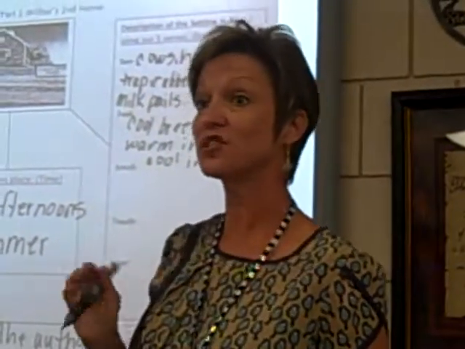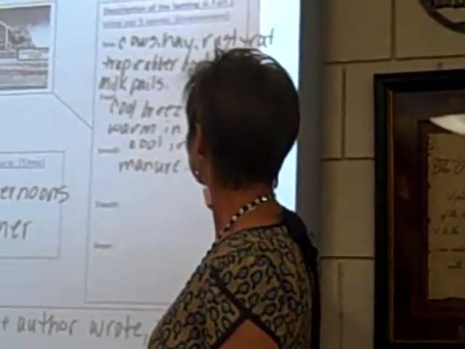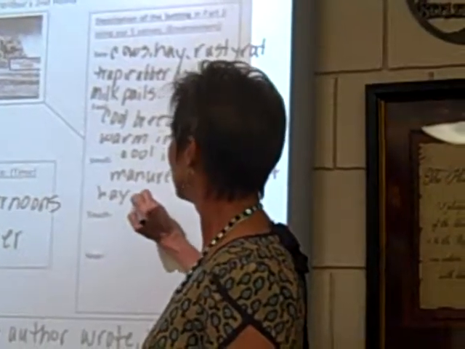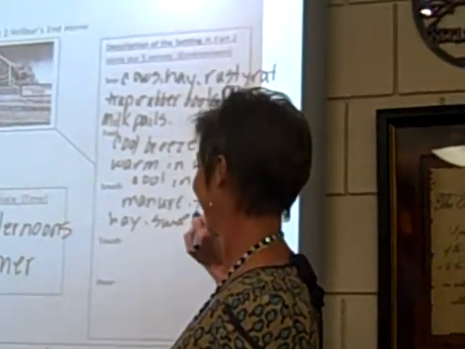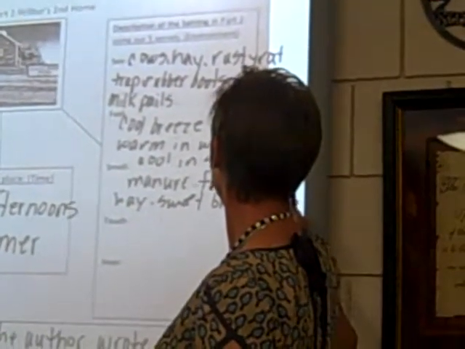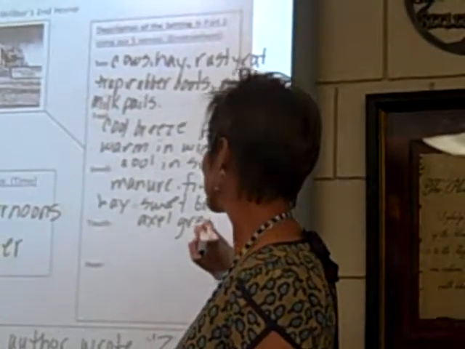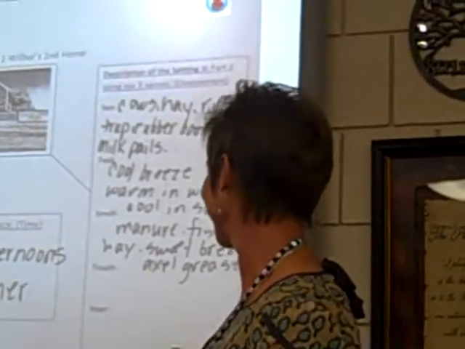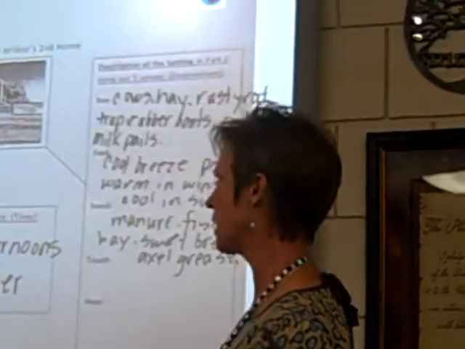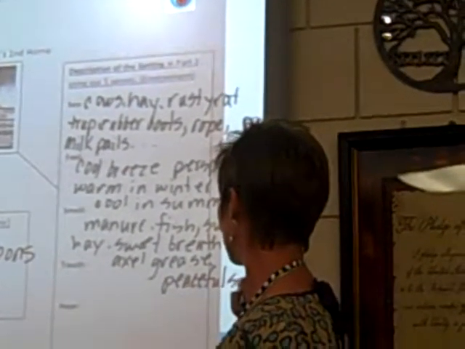Things you smell. Fish. Sweat. Sticky hay. Rubber boots. Sweet breath of cat. Yes. Axle grease. I can smell my dad's pants when I think of axle grease. Yeah, because they always smell like that. Anything else? I also had a peaceful smell. Oh, peaceful smell. I wonder what that smells like. Let's talk about that in just a minute, when we talk about mood.